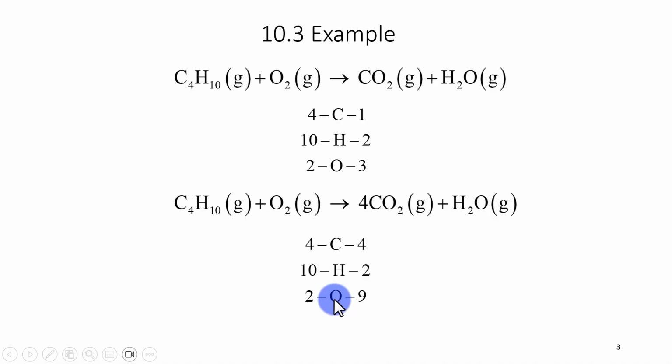Then I look to oxygen. I messed with a coefficient that affected the oxygen. So I have 2 times 1, 2 oxygens over here. I have 4 times 2, that's 8 oxygens from CO2, but I also have the 1 oxygen from the water to give me 9. So I have 9 on the right-hand side and 2 on the left-hand side. Now that I balanced carbon, let me see if I can balance hydrogen.